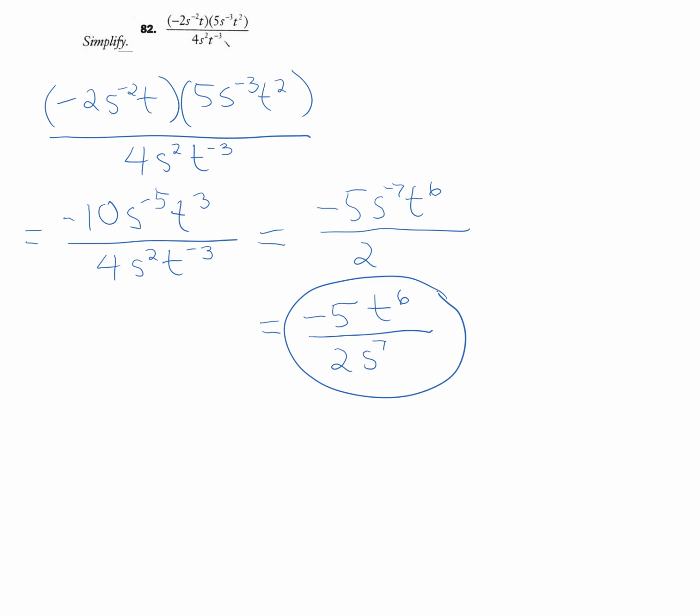And this is actually different than the answer given in the homework, which is negative 5t to the power of 3 over 2 times s to the power of 7, and this answer is wrong. So the answer in the homework is actually wrong. This is the correct answer.